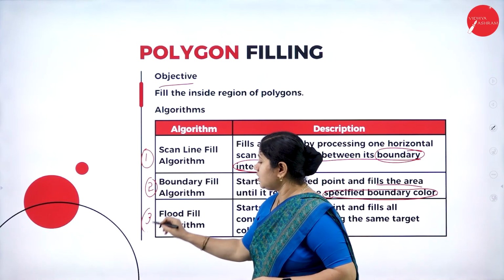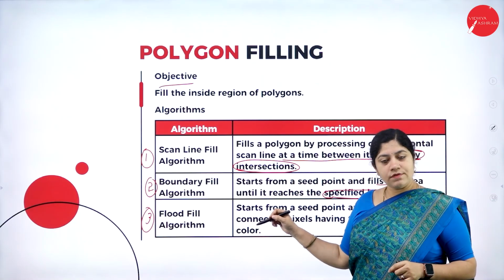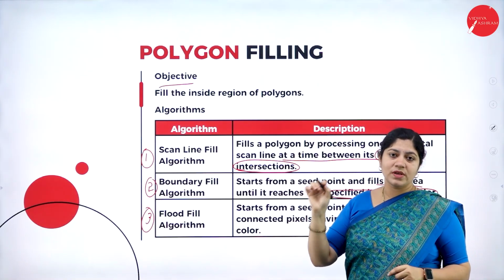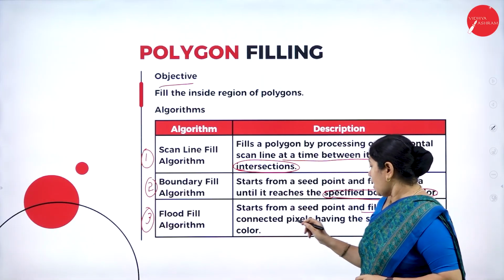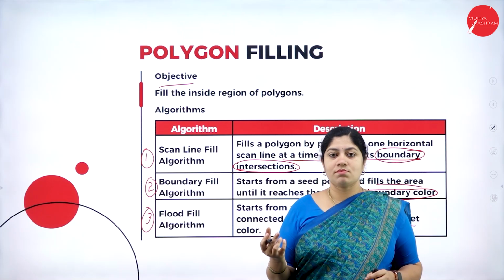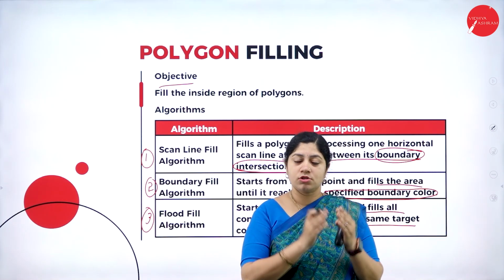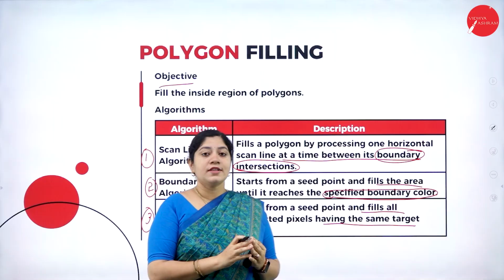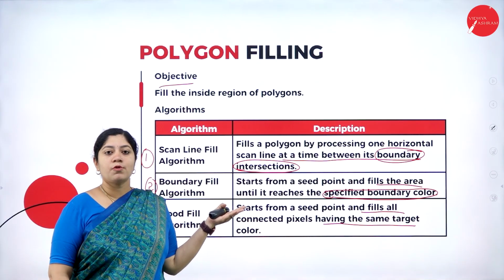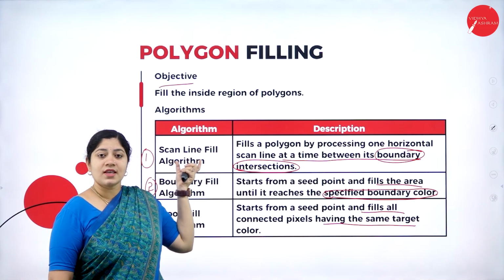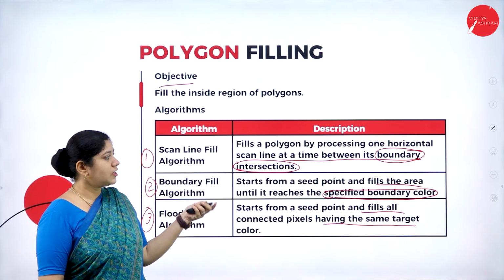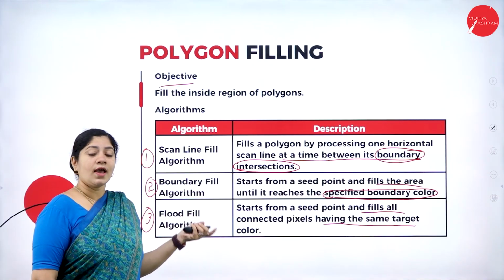Next, third one is our flood fill algorithm. Even here it starts from a seed point and it fills all the connected pixels or the points having the same target color. If a pixel is having the same target color, then those pixels are also considered together and are filled considering it as a polygon. So these are the three main different kinds of polygon filling algorithms, starting with scan line fill algorithm, then boundary fill, as well as flood fill. So now let's see one by one what these are and how they work.